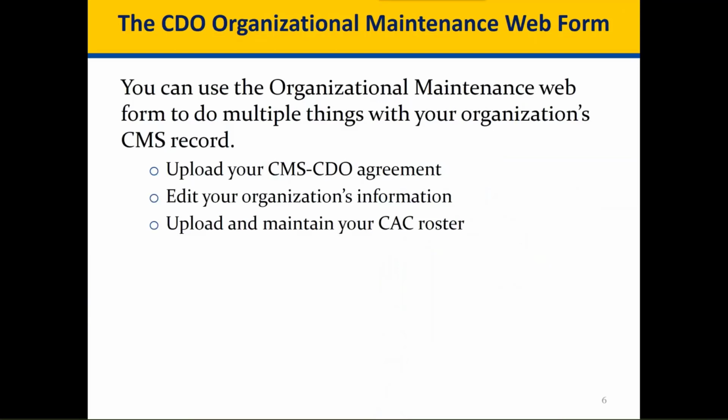After CMS approves the agreement, organizations can use the maintenance web form to maintain their information, submit and maintain a roster of CACs, and renew their CDO status after 2 years. This functionality allows you to maintain your organization's CDO information and CDO designation in one place and ensures that CMS has current information about your organization, which is critical when providing programmatic updates and communications.